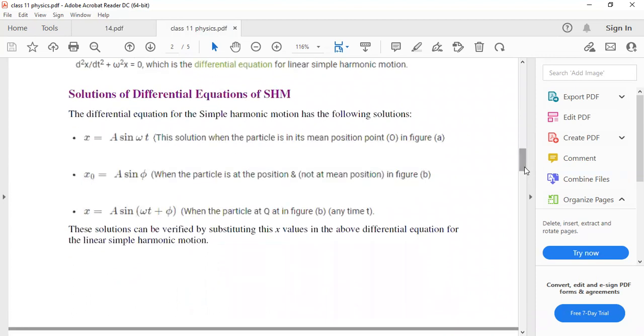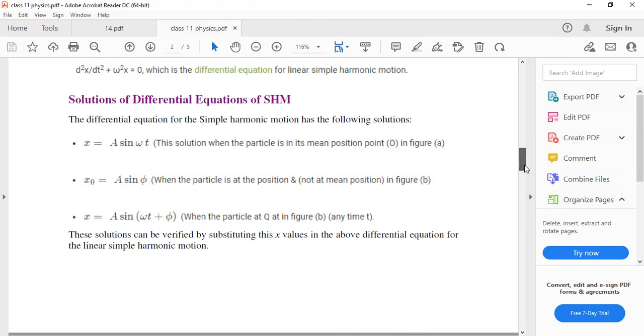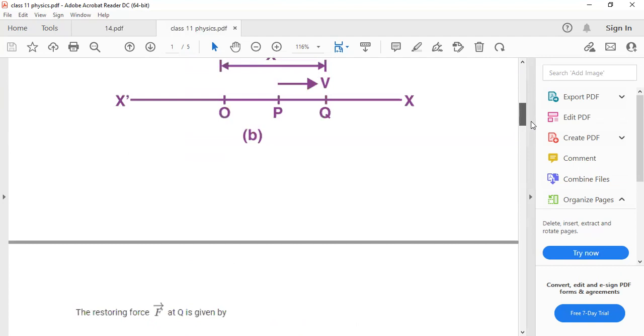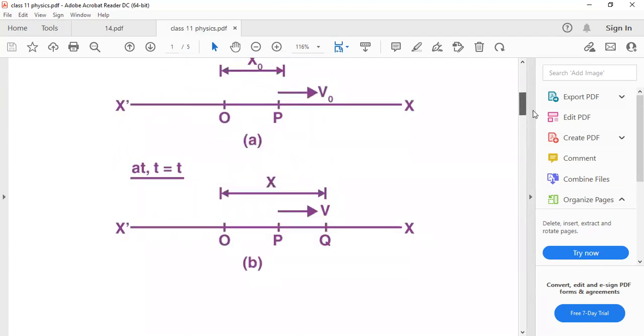See this. The differential equation for the simple harmonic motion has the following solutions. First, x equal to capital A sin omega t. So this solution we will use when the particle is in its mean position at point O, as you can see in figure A. This is the particle mean position.